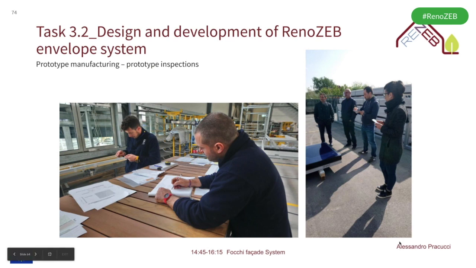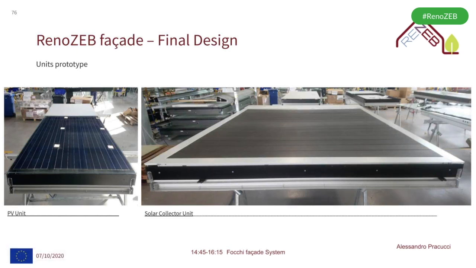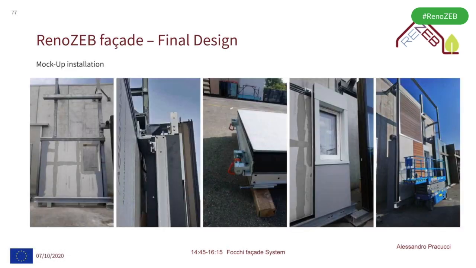Yes, this phase is the prototype inspection, with our team working on the different solutions. And here the units you see in the design have been assembled, and you can see the different finishings adopted. On the left, you see a unit with wood and composite solution. In the middle, there is a porcelain tile finishing, and on the right, there is a window unit with fiber cement. And here, the unit with photovoltaic and solar collector.